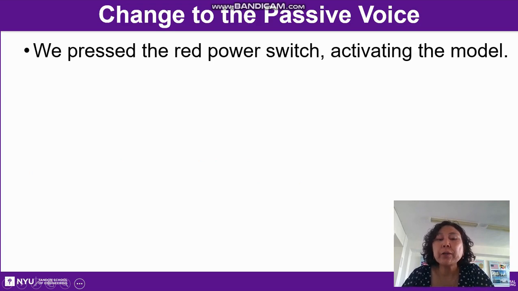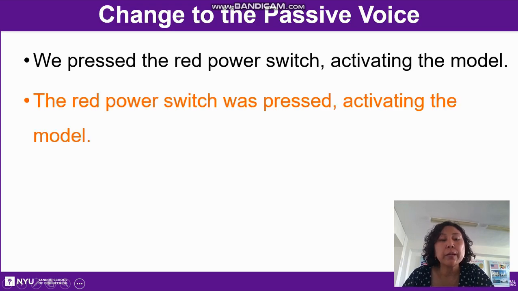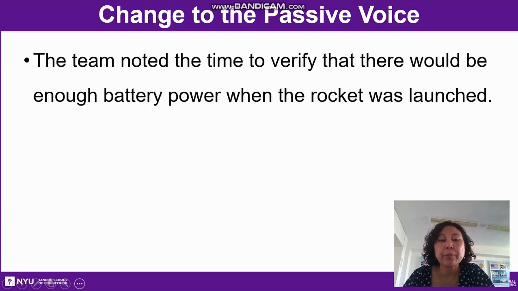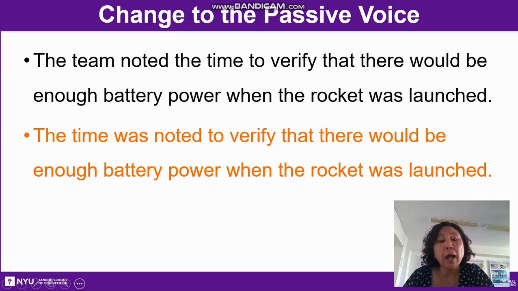We pressed the red power switch, activating the model. The red power switch was pressed, activating the model. The team noted the time to verify that there would be enough battery power when the rocket was launched. The time was noted to verify that there would be enough battery power when the rocket was launched.